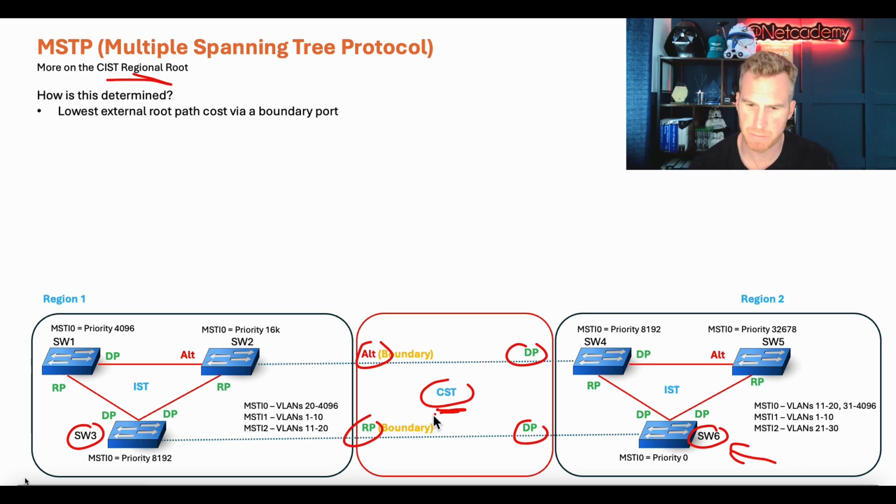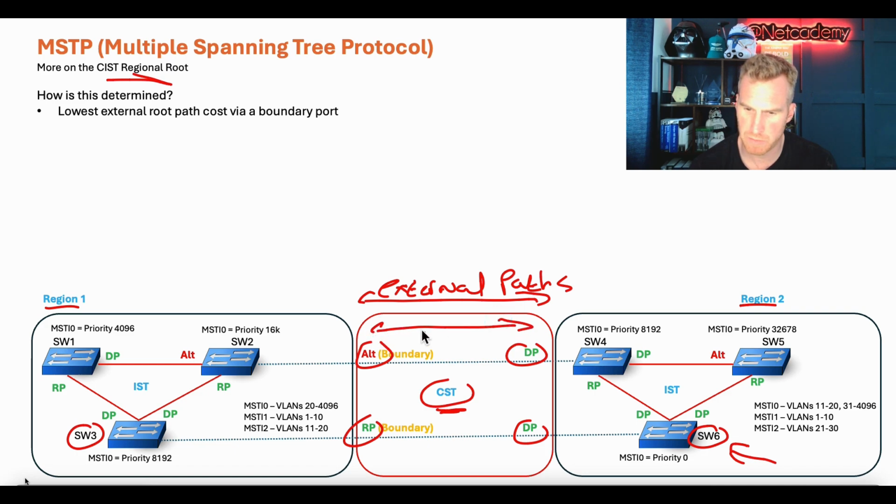So what we have between region 1 and region 2 are what's called the external paths. So external being external to region 1 and region 2. And obviously over these interfaces themselves, whether they be Gig or Fast Ethernet or slower or even faster, they're going to have particular costs, aren't they? And as I was just saying, in the STP world, the lower the cost, always the better.